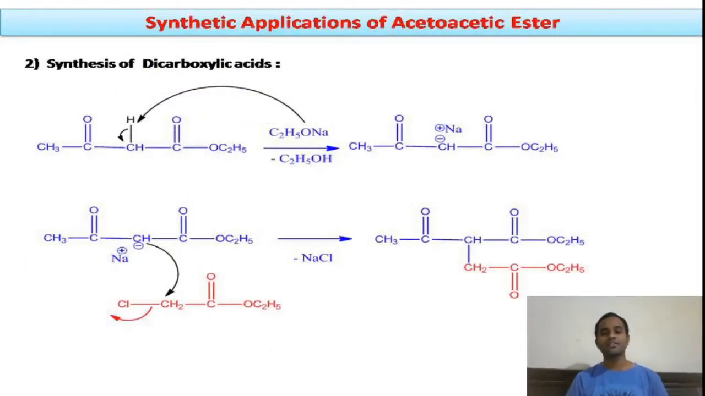Coming to the second synthetic application, that is how to synthesize the dicarboxylic acids. Not only the carboxylic acids, we can also prepare the dicarboxylic acids from this acetoacetic ester. You can see here, we can synthesize these dicarboxylic acids by treating the carbon anion, that is resonance stabilized carbanion, which we obtained in the first step by treating the acetoacetic ester with the base, right?